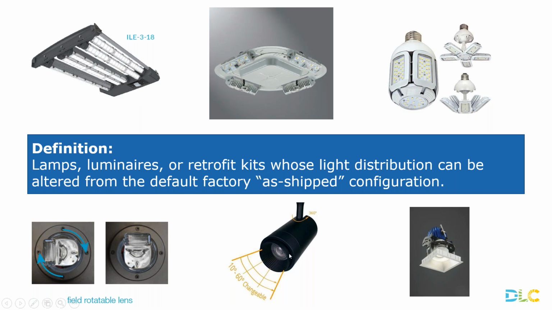This one in the bottom middle is an aimable track light. The DLC has always qualified aimable track lights, and you've got this point of adjustment here. But what's a little bit different is that you can actually adjust the beam spread. That's a form of adjustable light distribution. Some of these products actually have an integral adjustment, maybe a knob you turn or some sort of slider that would allow you to adjust this.